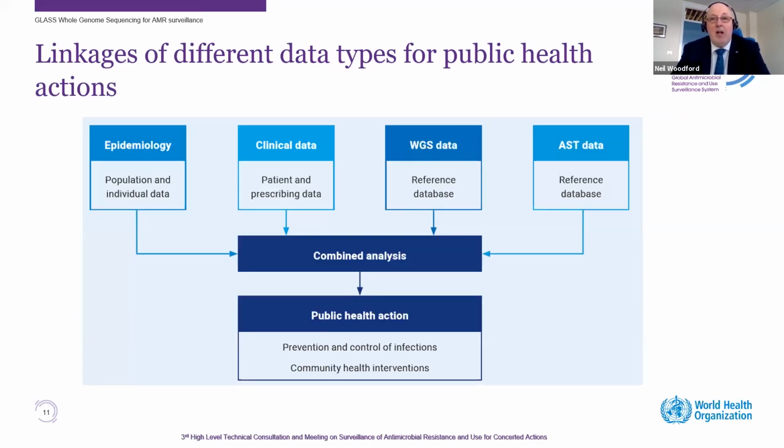So this figure, again taken from the recent document from WHO, highlights how all that information, the epidemiology, the clinical data, the WGS, and the susceptibility data come together to be combined. So this links to the analytics capability that Ariana was talking about, to identify areas for public health action, where you can start to prevent infections, or if you can't prevent them, to control them. And you can start to identify community health interventions as well.